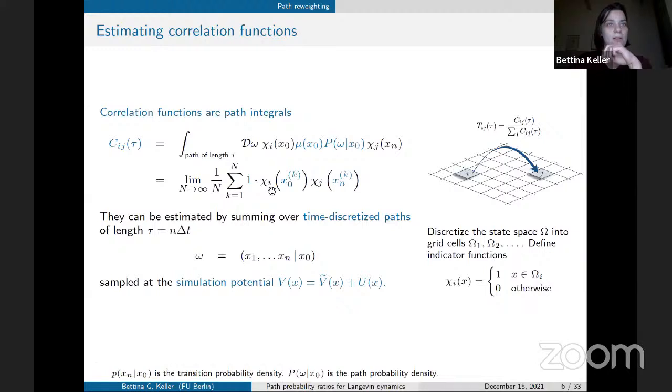And if they start in I and if they end in J, then this evaluates to 1. So this little path makes a contribution of 1 to the overall count of transitions that you've seen in your simulation. And then you divide by the number of paths that you have in your simulation. And blue means that the path has been generated at the simulation potential. And here in our case, this is usually a normal potential V tilde plus some bias U of X.